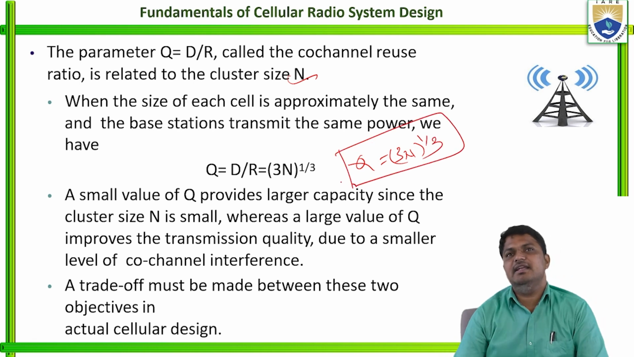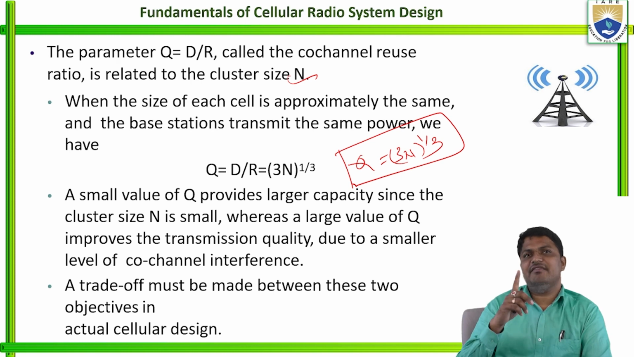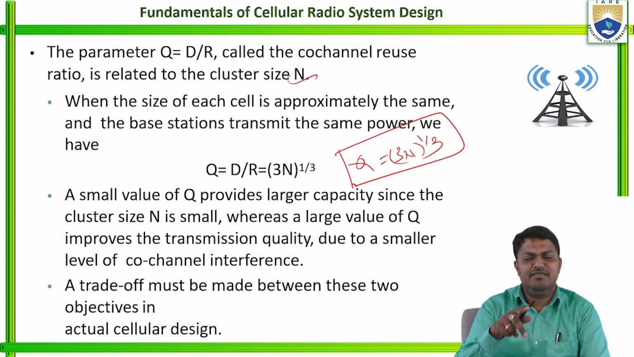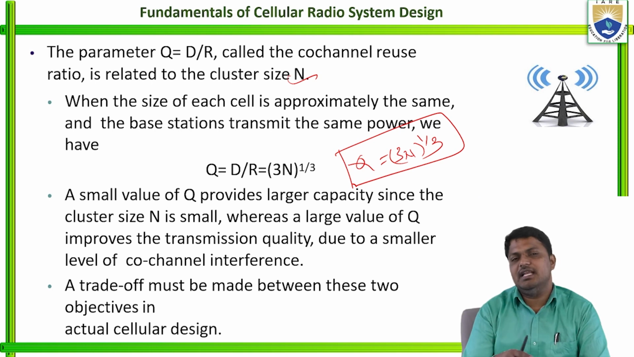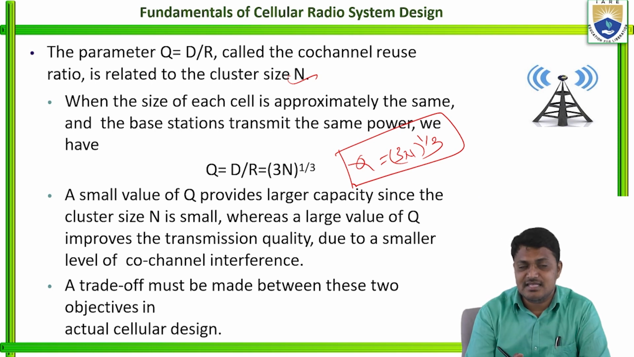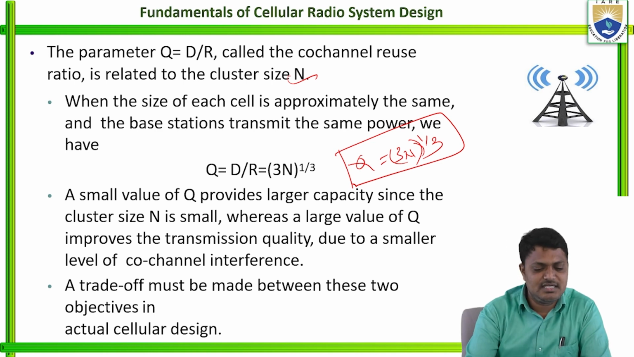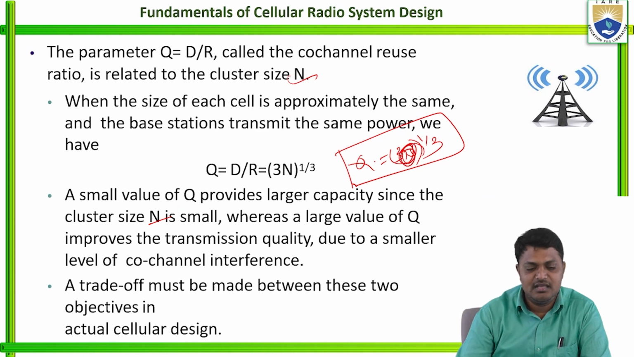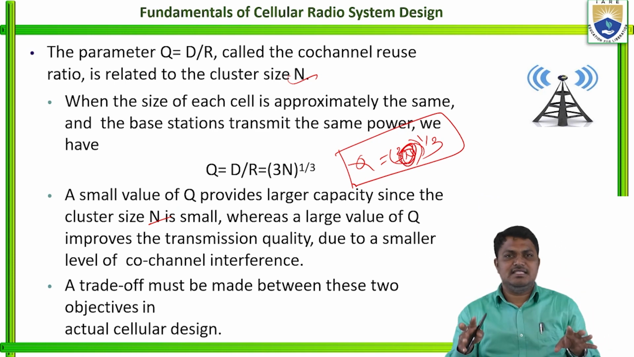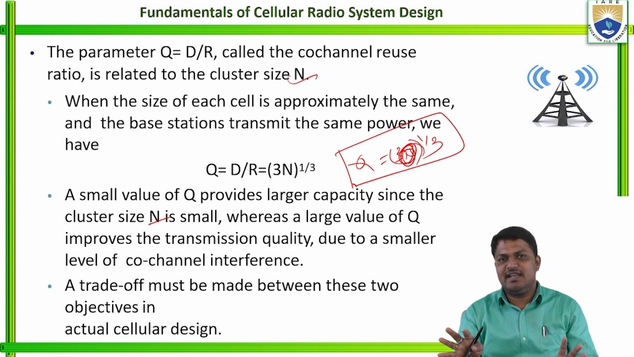This is the equation to calculate the co-channel interference reduction factor when the size of each cell is approximately the same and the base station transmitter power is also the same. Q is equal to (3n) power 1 by 3. The small value of K provides large capacity, since the cluster size n is small here because of the 3n. The cell size, the base station size, the frequency and the transmitted power are all the same.